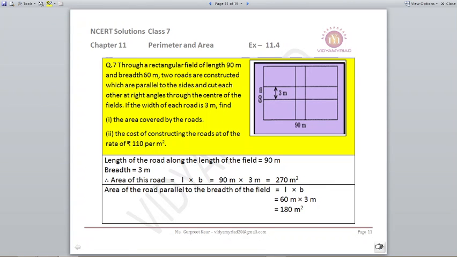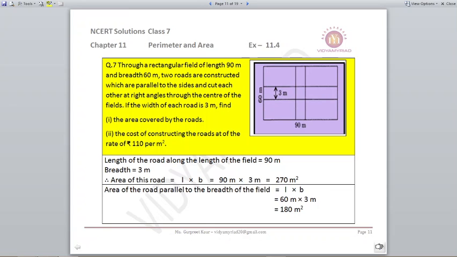Question number 7. Through a rectangular field of length 90 meters and breadth 60 meters, two roads are constructed which are parallel to the sides and cut each other at right angles through the center of the field. The width of the road is 3 meters. Find the area covered by the roads.